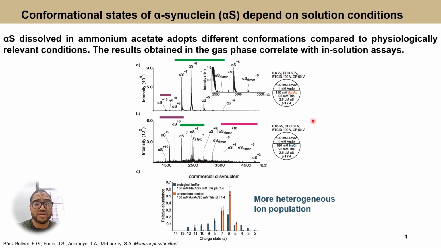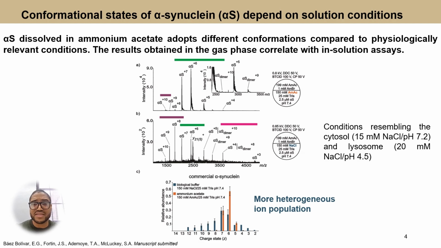The spectrum at the bottom is almost the same experiment, but this time ammonium acetate was totally replaced with sodium chloride. As you can observe from the charge state distribution of the spectrum at the bottom, there is a more heterogeneous ion population of the protein when the protein is dissolved in sodium chloride. And you can observe this better in the plot of relative abundances versus charge state obtained using 3 independent replicates. We also use conditions that resemble the cytosol and the lysosome. We submitted this manuscript, and we hope to see it published soon.